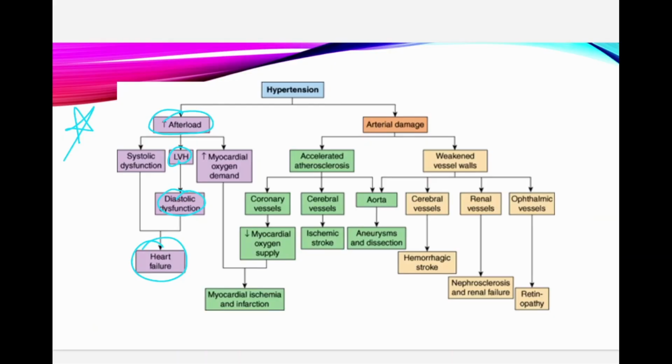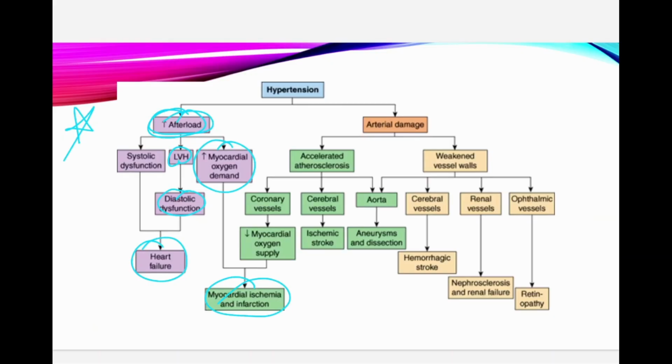This graph, in your mind, you want to explain it to your patient. Hey, if you have high blood pressure and you don't treat it, it can cause heart failure. It can cause heart attack and infarction. How does it do that? Well, with hypertension, the increased afterload increases myocardial oxygen demand. The heart has to squeeze harder, therefore it's going to need more oxygen because it's squeezing harder. The oxygen demand has gone up.